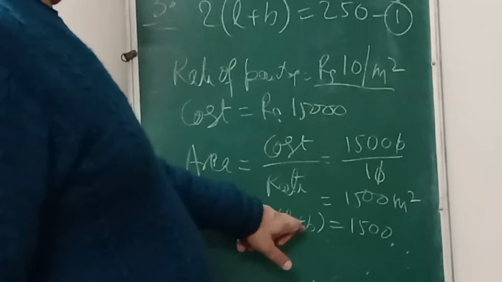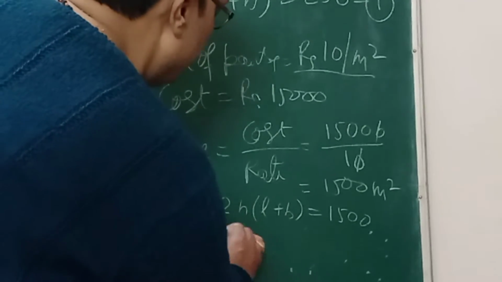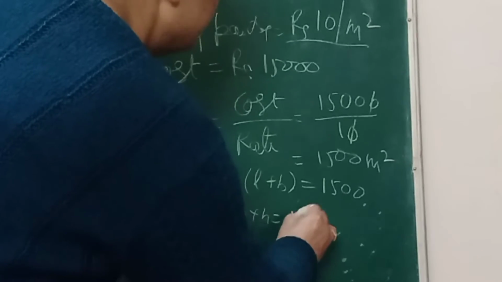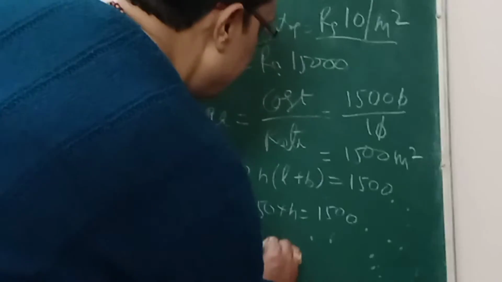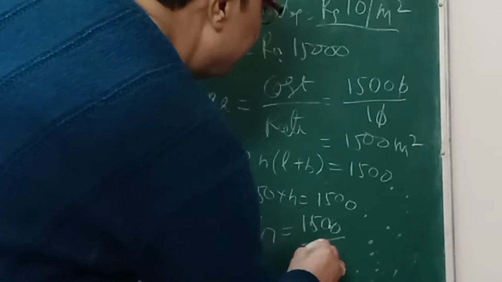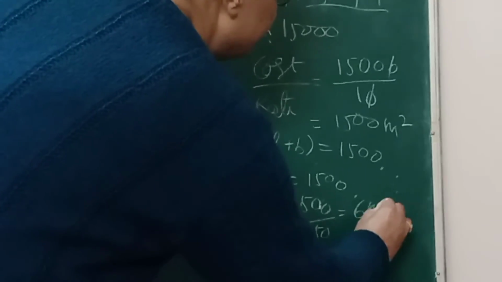So here we can always write 2 into (L plus B) is equal to 250. So 250 into H is equal to 1,500. So H is equal to 1,500 divided by 250, and this will come as 6 meter.